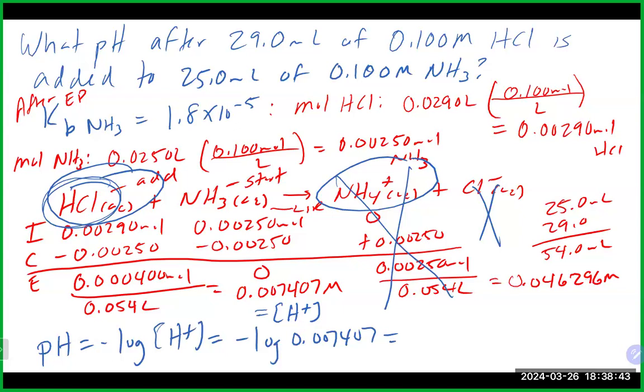Where's that there? There it is, 0.007407. And that means what we should expect since we are just dumping in acid at this point. We have an acidic pH. So once again, if you have a basic pH at this point, something went wrong for sure. And we'll see how we did there.